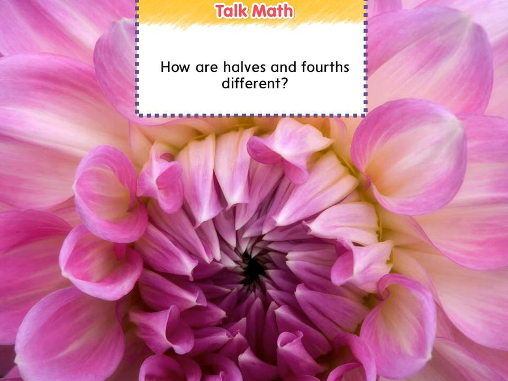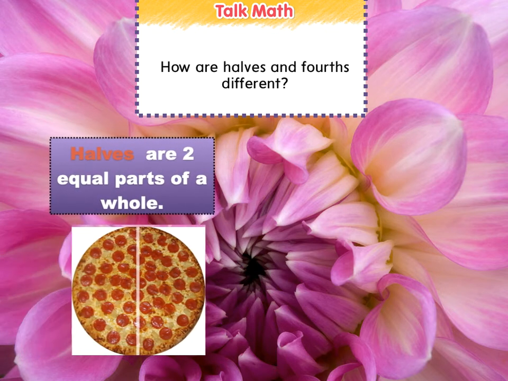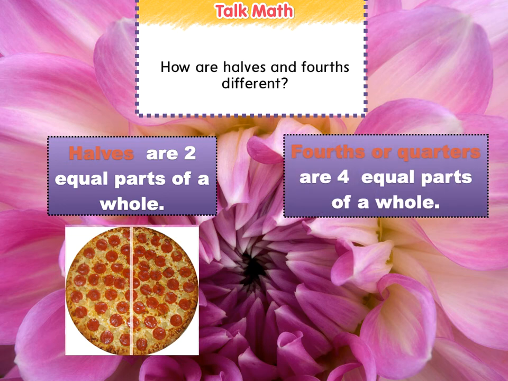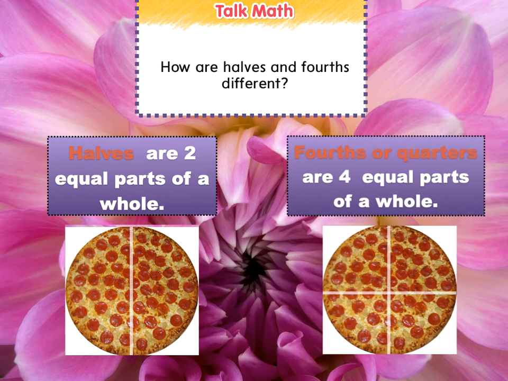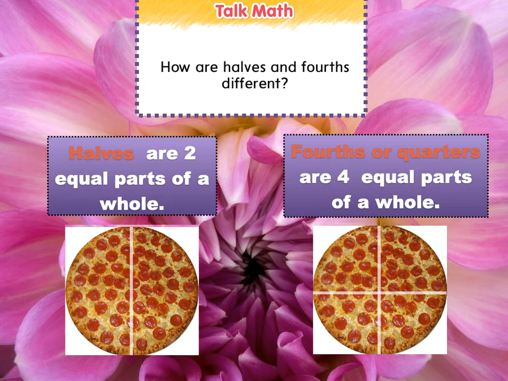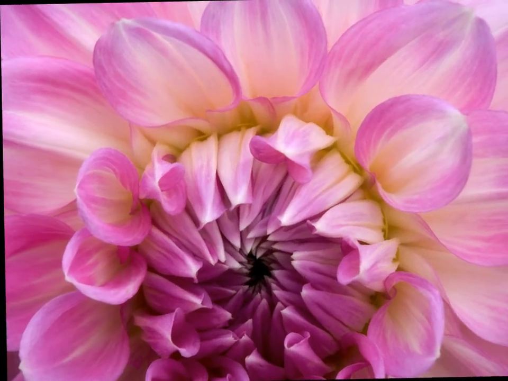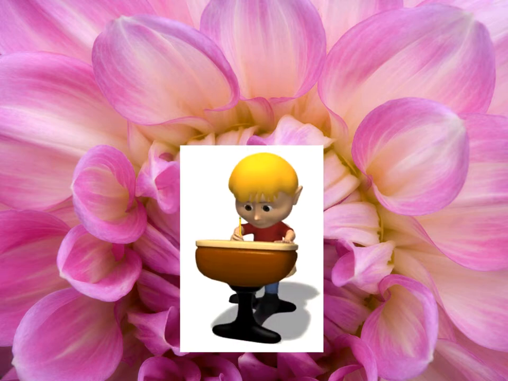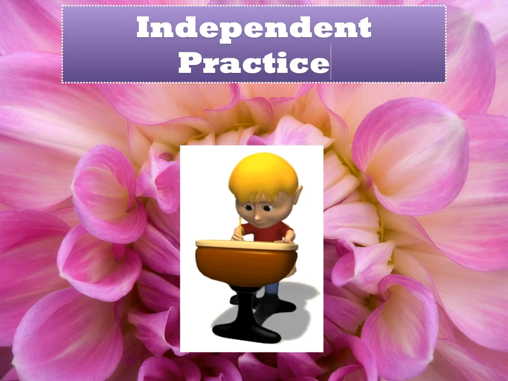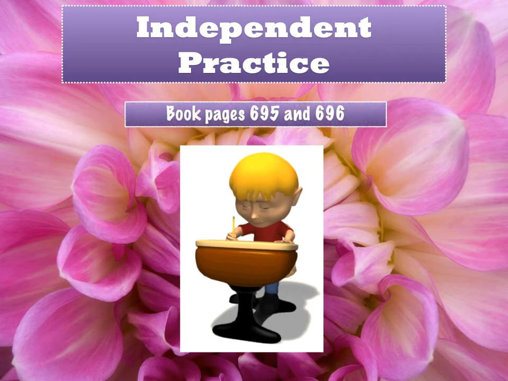Kids, how are halves and fourths different? That is right. Halves are 2 equal parts of a whole, while fourths or quarters are 4 equal parts of a whole. And now, it's time for you to work on your own. Answer the given book pages, and afterwards, you can refer to the given key answers to check your work.